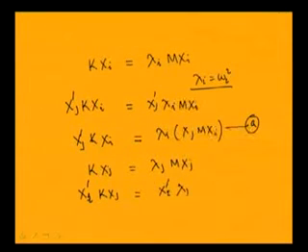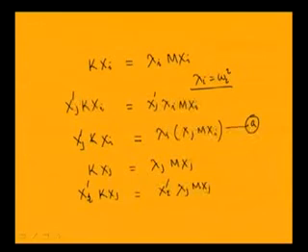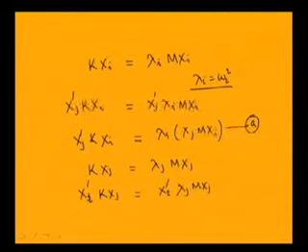So, I can write this as x_i transpose k x_j equal to lambda_j into x_i transpose m x_j. This is equation B.